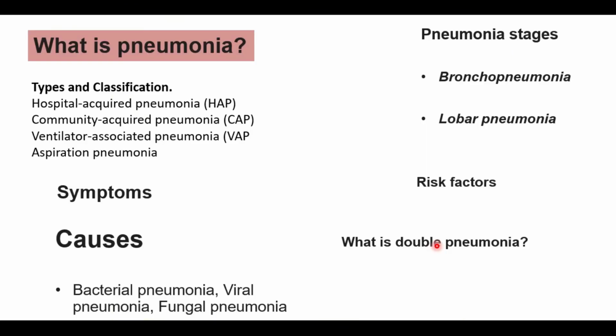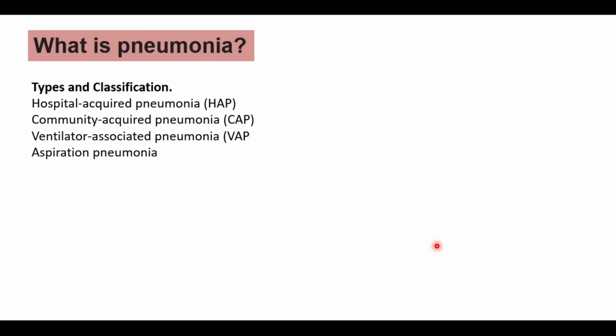So if we talk about its types and classification, we can say that it is further classified according to where or how it was acquired. Hospital acquired pneumonia: this type of bacterial pneumonia is acquired during a hospital stay. It can be more serious than other types as the bacteria involved may be more resistant to antibiotics. Then comes community acquired pneumonia. This refers to pneumonia that's acquired outside of a medical or institutional setting.